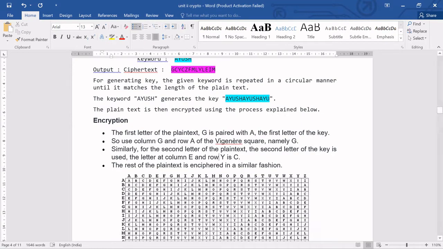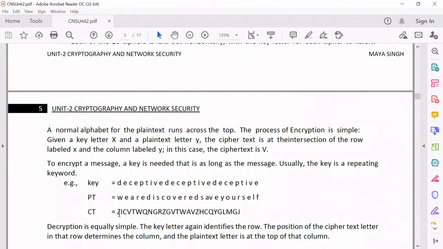Taken another example as well. Here I am saying "we are discovered, save yourself." This is the word that is being used. What is the key used? Deceptive. So the length of the plain text is more than the length of the key. So that is why we have to use the key again and again in a circular manner. Here it has been taken 3 times. Check the row, check the column and write the corresponding ciphertext here.